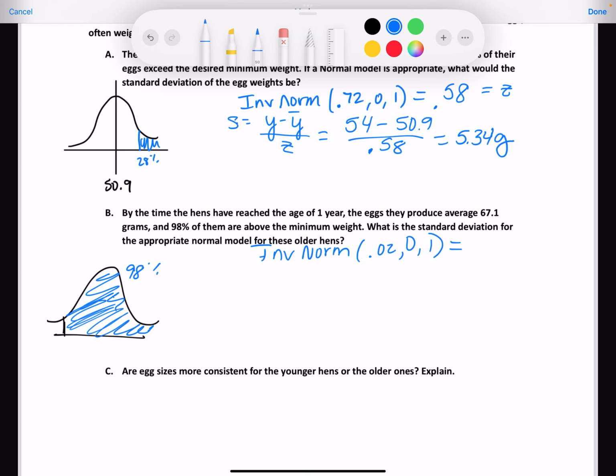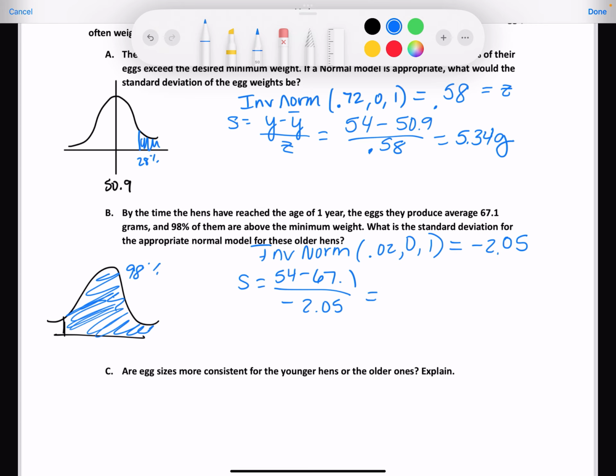I got negative 2.05. Negative 2.05. So then we set it up the same way as we did the last one, so I'm not going to rewrite the formula. I'm just going to go ahead and write s is equal to, in this case, 54 minus 67.1, because that's the average, divided by negative 2.05.